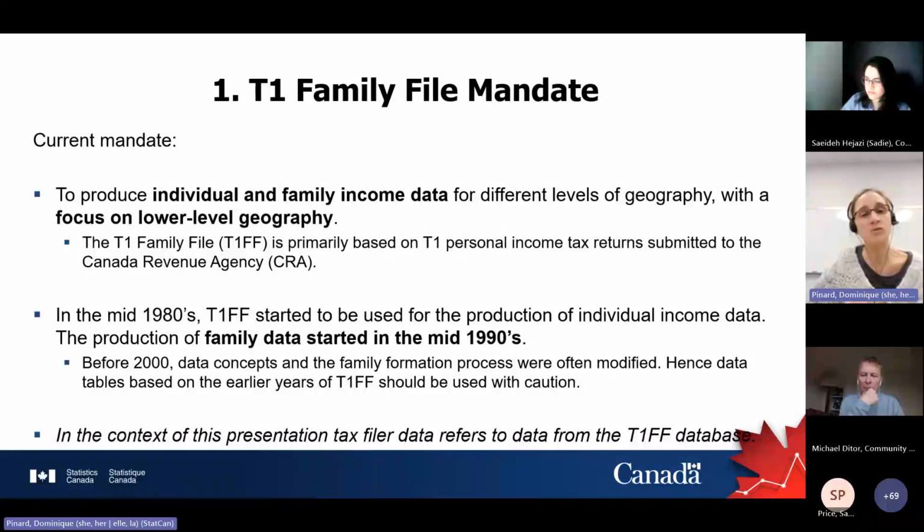I might be switching from using tax filer data to TIFF database to T1 family file. All those terms in this presentation will be focusing on the same topic, which is data that's been produced with the T1 personal income tax return.